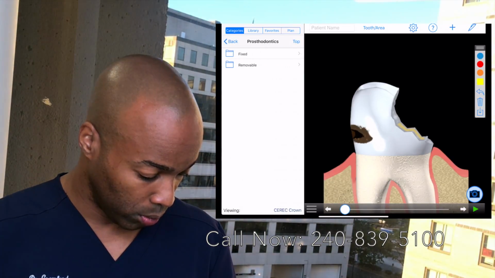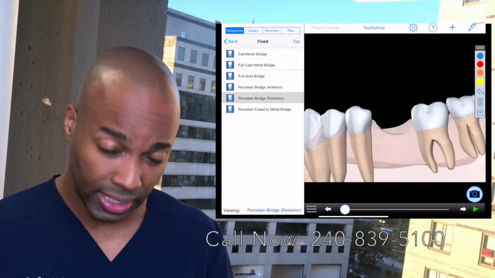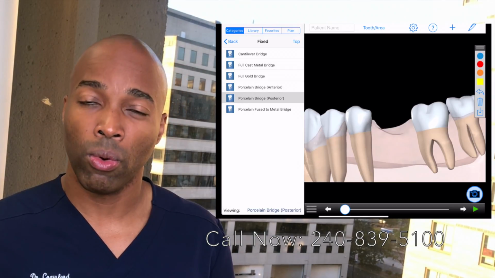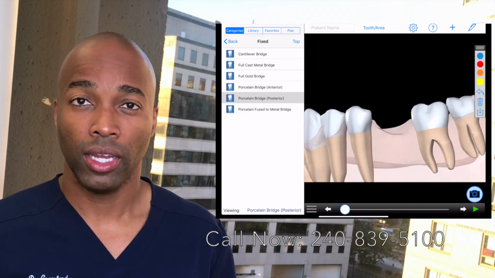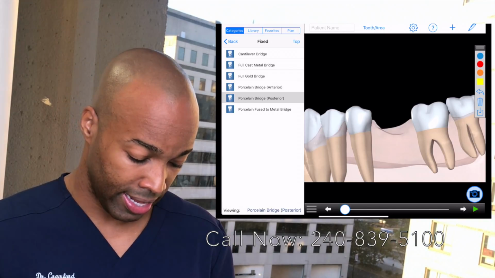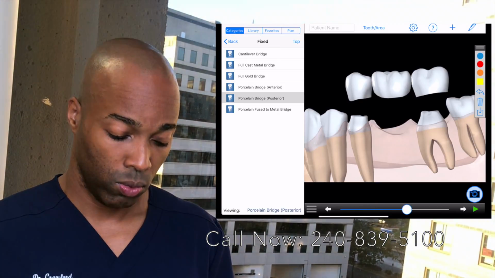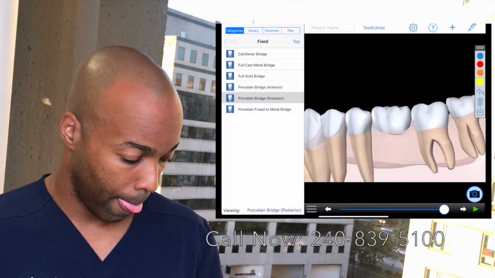We can also do bridge work. So let's look at what a bridge is. Same concept as a crown. A bridge is 3 or more units or teeth that we're going to be doing all stuck together. And the idea is that you replace a missing tooth with the bridge. It's just 3 crowns. Same thing.